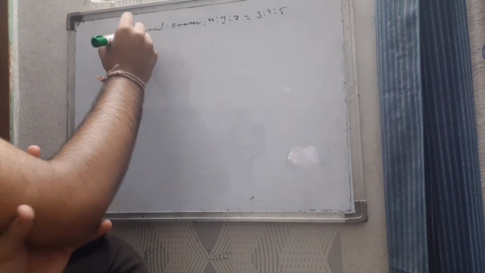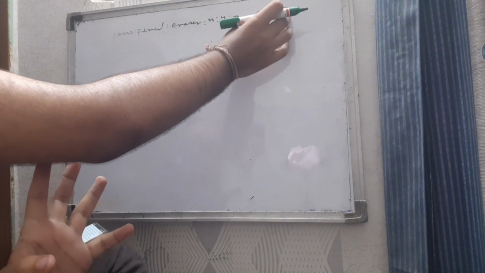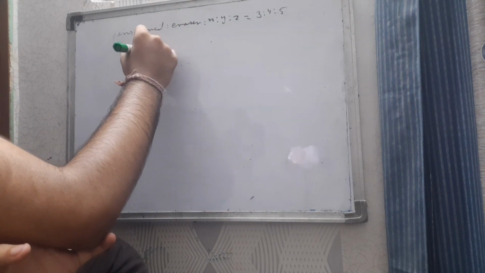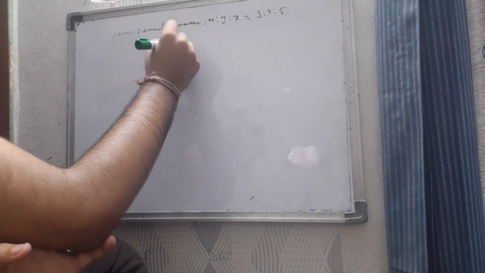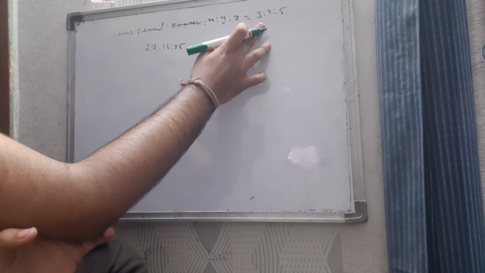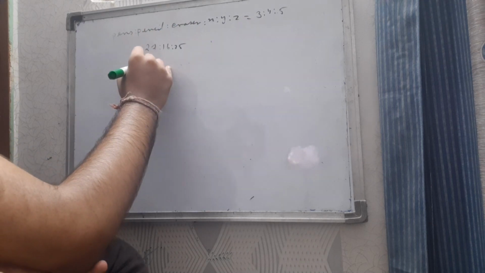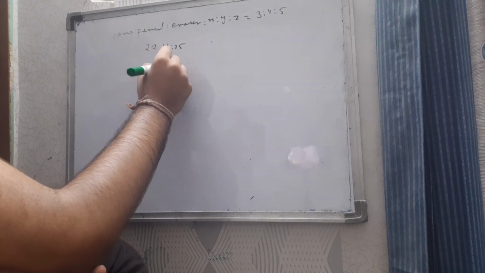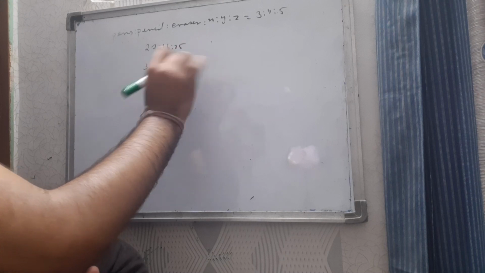So we should not consider the ratio as it is, because it could also be 27:16:25, which is also the same as 3:4:5. Hence we consider the ratio as 3k:4k:5k. K is some constant here.